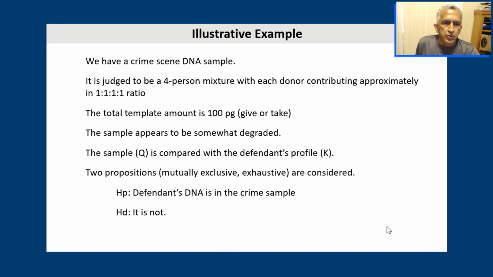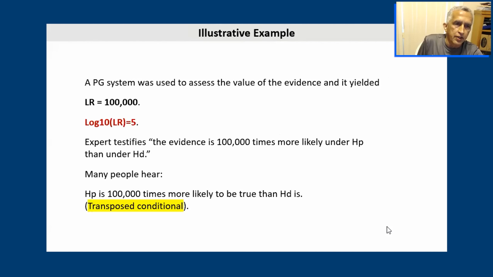Two propositions, mutually exclusive and exhaustive, are considered. HP is the defendant's DNA is in the crime sample. HD is that it is not. Typically, the analyst would manually examine the electropherogram and make some decisions and use a ProbGen software system and eventually arrive at a likelihood ratio assessment.